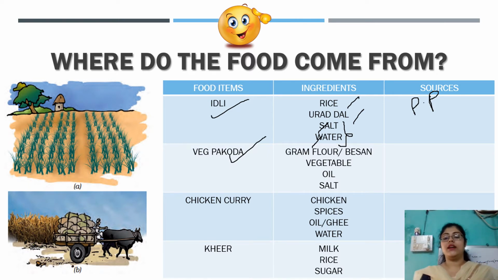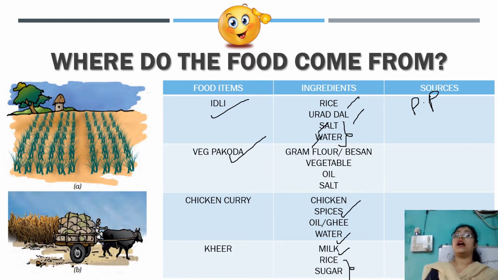Similarly, in chicken curry, they are the animal product. Most of the things are from animal product except the spices and the water. Now in order to make kheer, the milk is from animal product, and these two are just plant product. So with this we come to know that ingredients are the different food material which is required to make a certain food item.